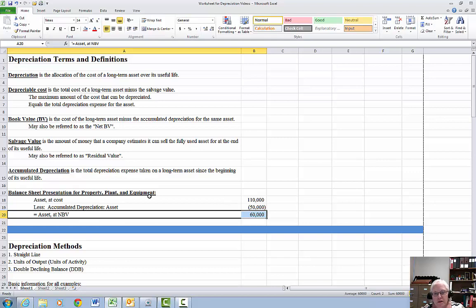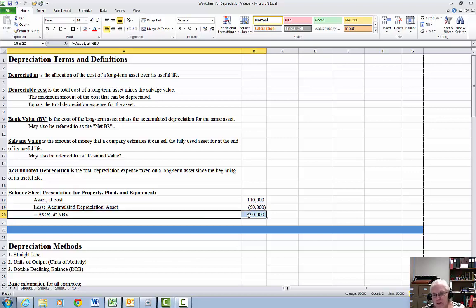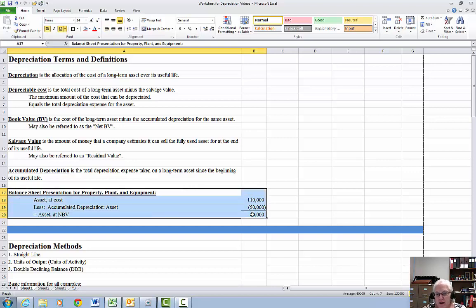FASB, which is our rule-making authority, tells us the cost of the asset has to be on the face of the balance sheet, along with the accumulated depreciation, and the net book value then is what is added into the current assets and other assets to come up with total assets. So make sure you understand where and how it all shows up on the balance sheet.